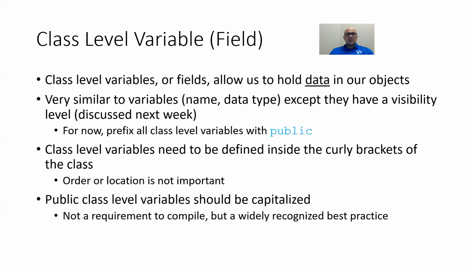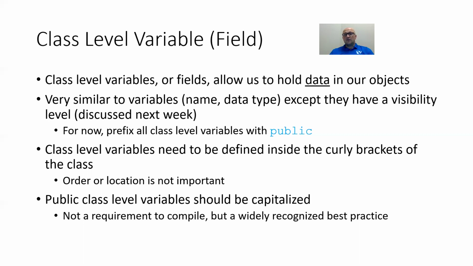Okay, classes and objects have several different components. They have things in them. So how do we get behavior and data into classes and objects, okay? There are a couple ways we can get data in and a couple ways we can get behavior in, okay? So the very first thing you need to know about a class is that it can have a class level variable or field, okay? So these are things that hold data. They're very similar to variables. They have a name, they have a type, and they have a visibility level, but we will ignore that for now. For now, just make everything public, okay?